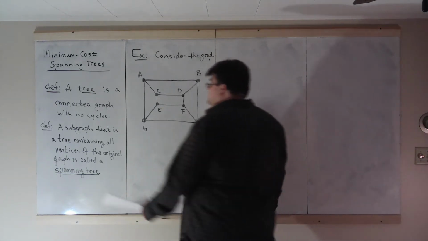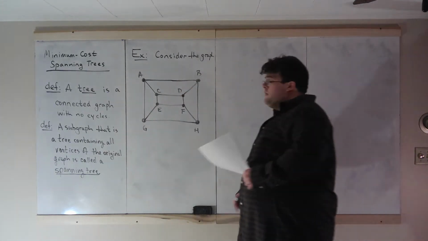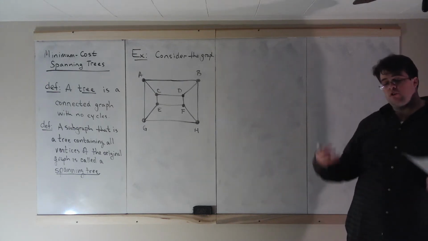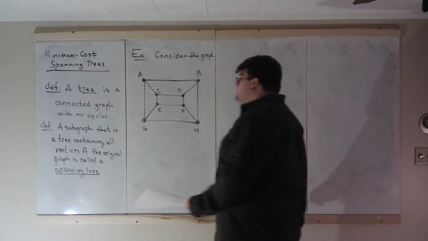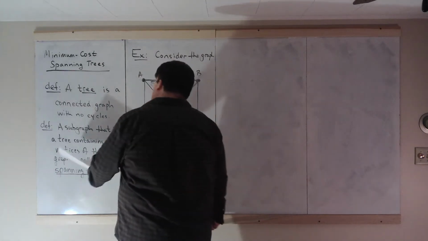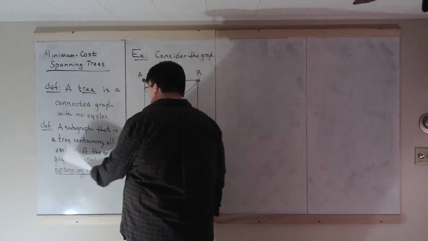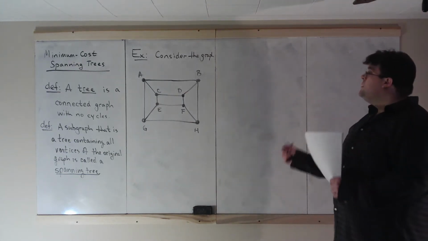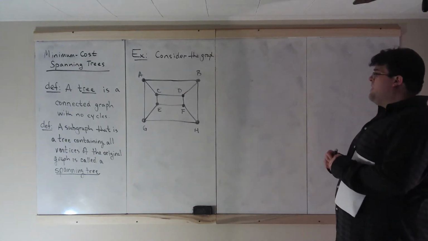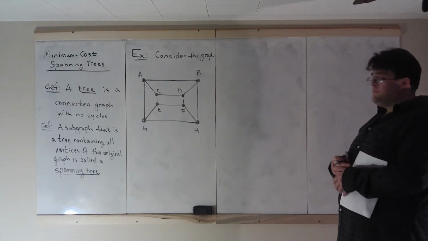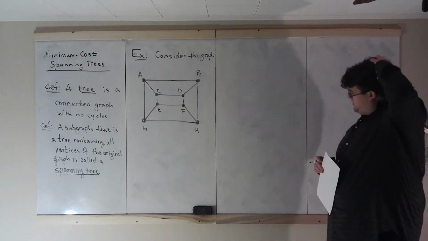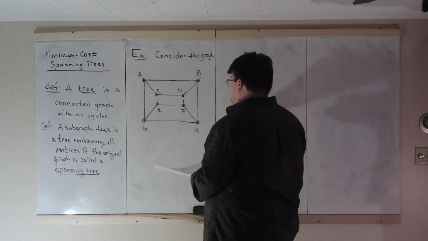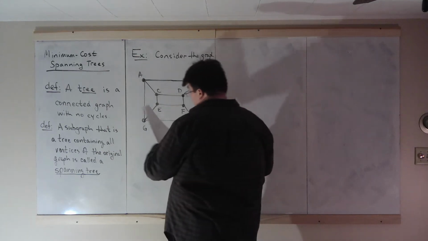But what's a spanning tree? Well, a spanning tree is a subgraph of an original graph, which is a tree and which hits all of the vertices. So a subgraph of a graph that is a tree containing all vertices of the original graph is called a spanning tree. So let's look at this graph, and let's look at some things that aren't spanning trees. So we have this graph.